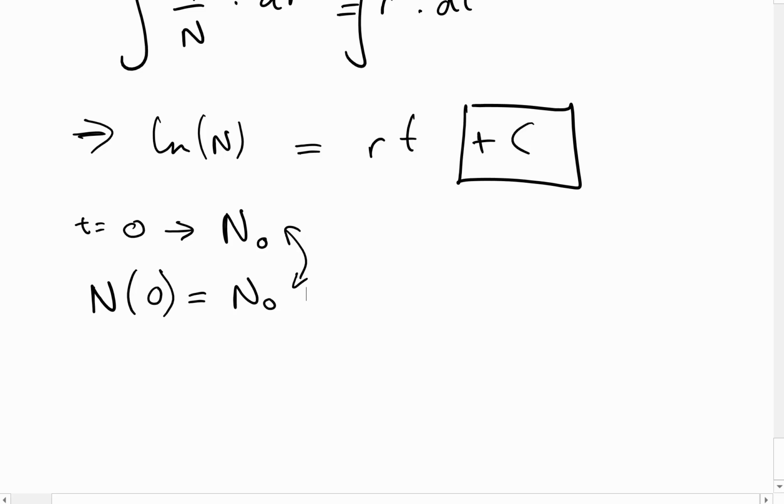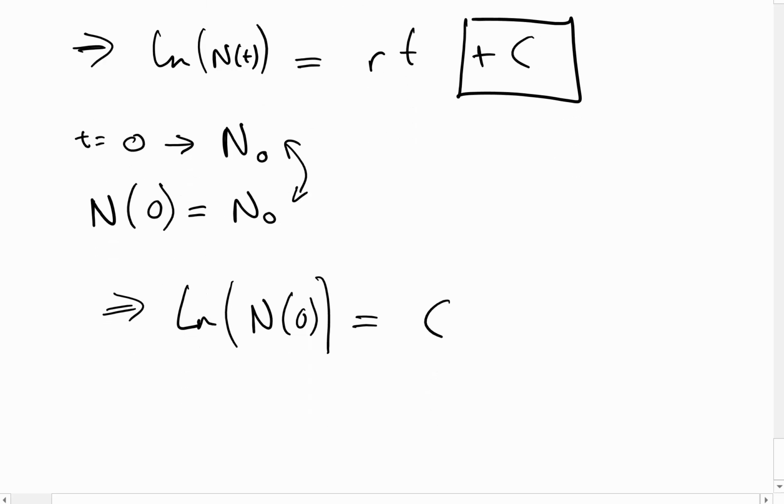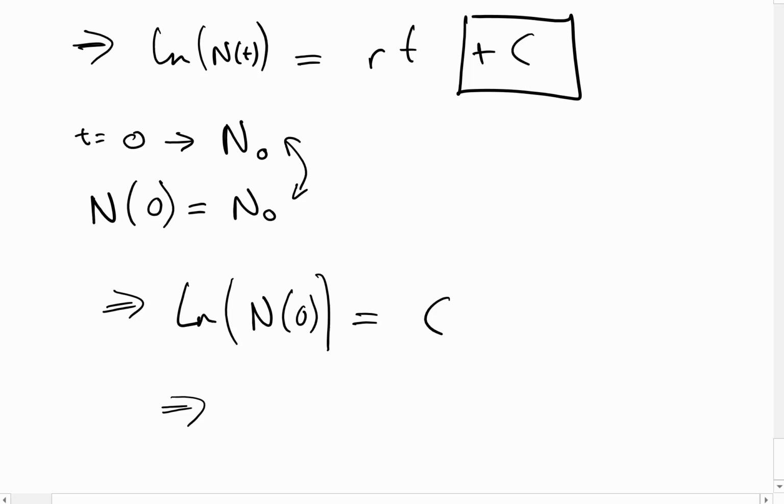So when we put t equals 0 into here, what do we end up with? Well, we're going to end up with log of n0, that is n of 0, because this is log of n. Strictly speaking, n is dependent on t. So log of n0 is equal to r times 0, so that just disappears, because anything times 0 is just 0, is equal to c. Let's just rearrange this. So in other words, we end up with c equals, well, what's n of 0?